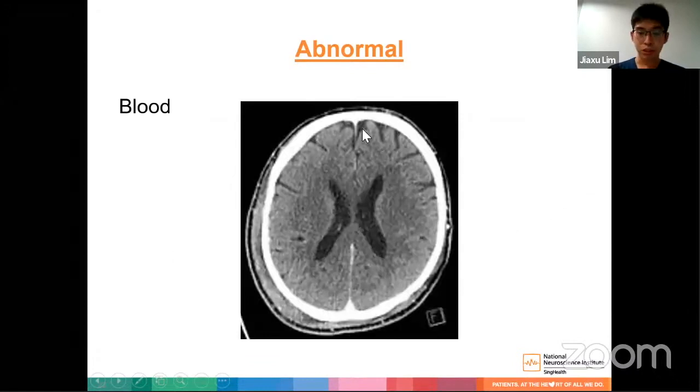Not to forget as well, there's the intracranial compartment, there's also the extracranial compartment, so there's this large scalp hematoma that we should not be missing.